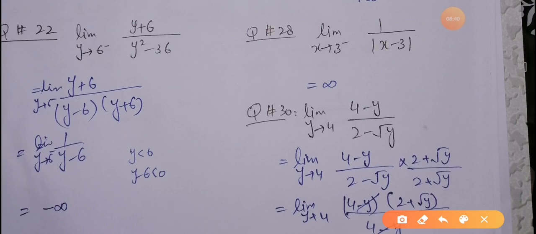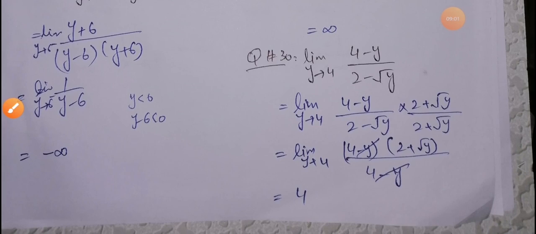Next we have question number 28, limit x approaches 3 from the left-hand side, 1 over mod of x minus 3. Now we know that mod makes every number positive. That's why it doesn't matter whether we are approaching from the left-hand side or the right-hand side, the values will be positive. So we will have positive infinity as an answer.